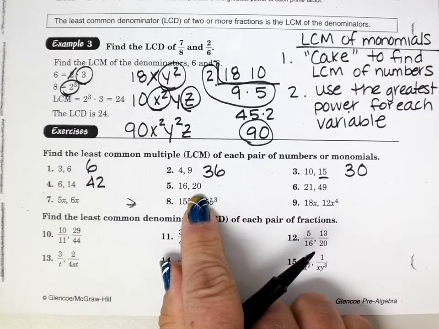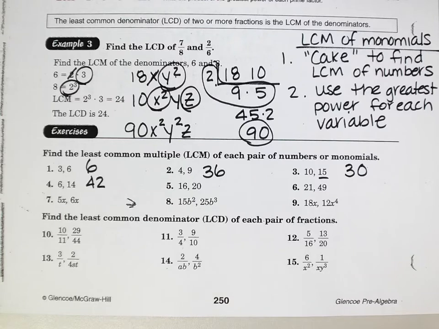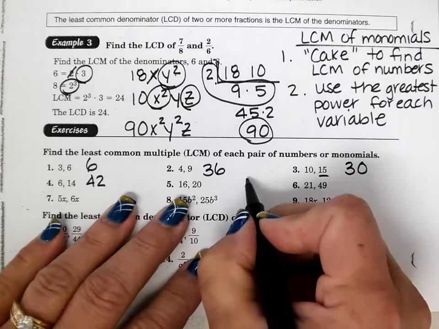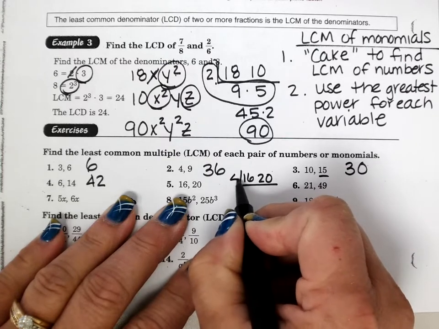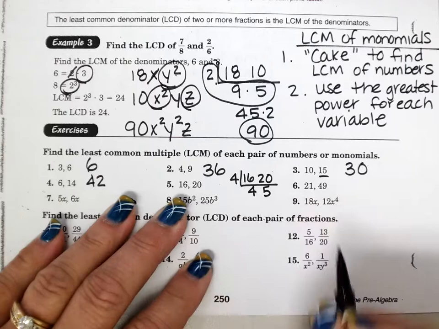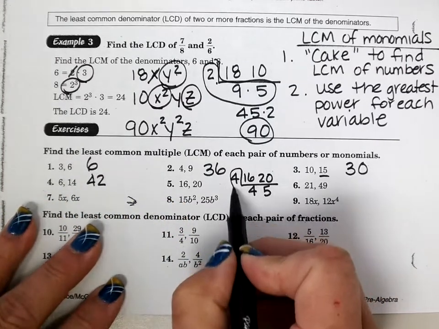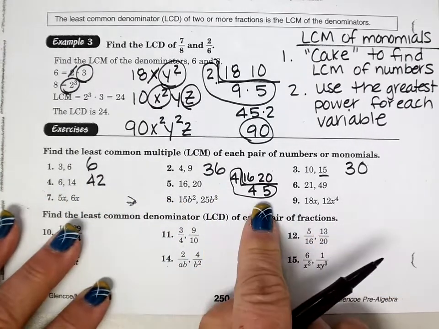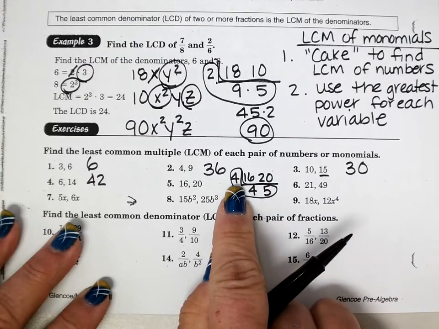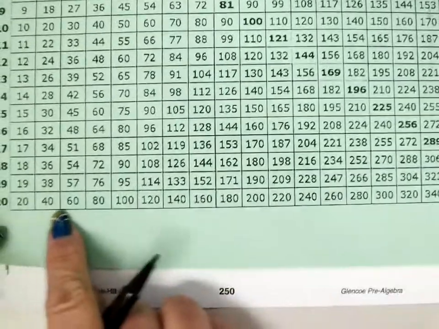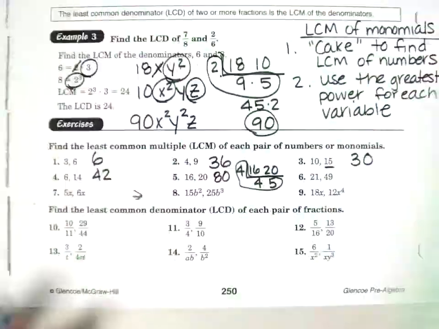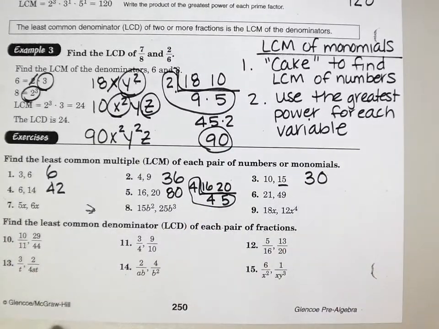Count by the bigger number till you find one that 16 also goes into. And if you can't think of one that 16 goes into, then you can do the cake method. So I'm going to do the cake method for this one, 16 and 20. So let's do 4. That would be 4. That would be 5. Okay, so now I multiply all the factors. That's 20. 20 times 4 is 80. I don't know if I would have realized going across the 20s that 16 goes into 80, so that's why I wanted to try the cake method for that one.